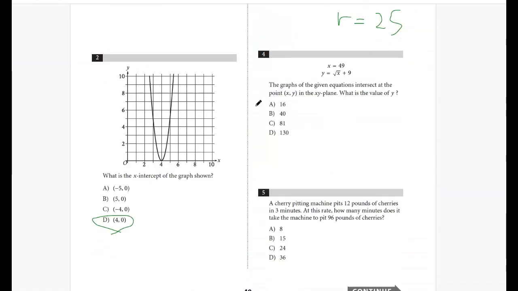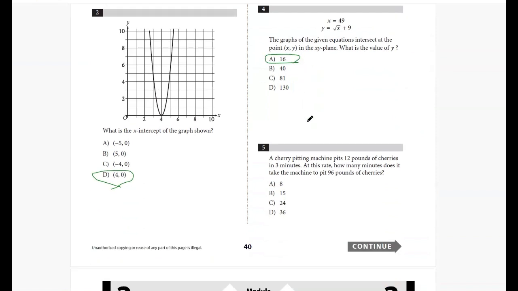The graphs of the given equations intersect at a point x, y in the xy plane. What is the value of y? Just put the 49 here. Square root of 49 is 7. 7 plus 9 is 16. So A is the correct answer.